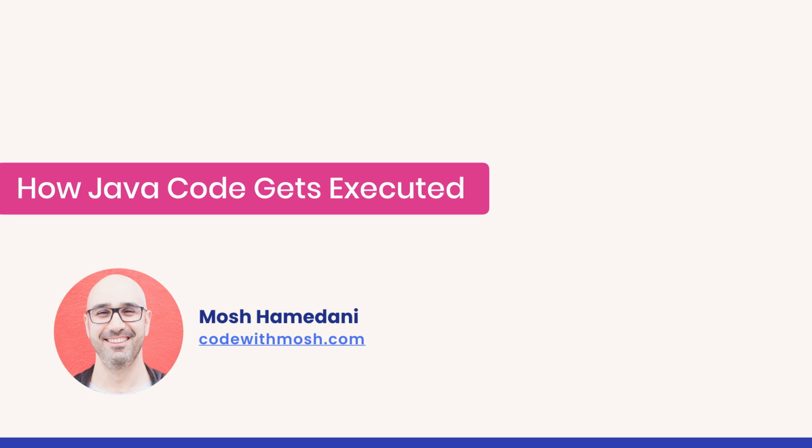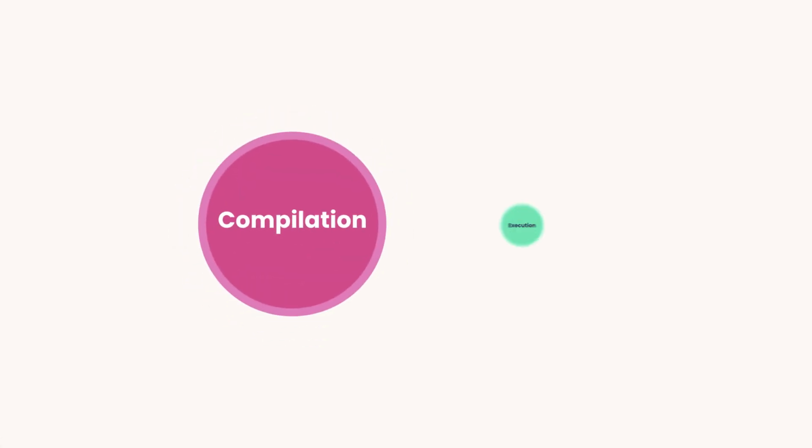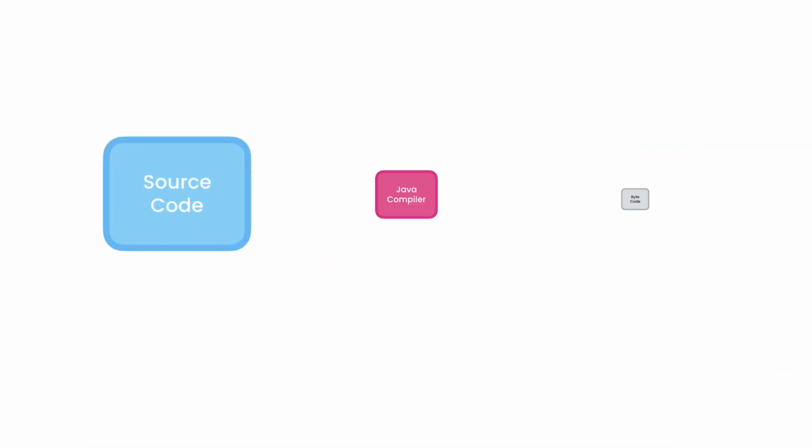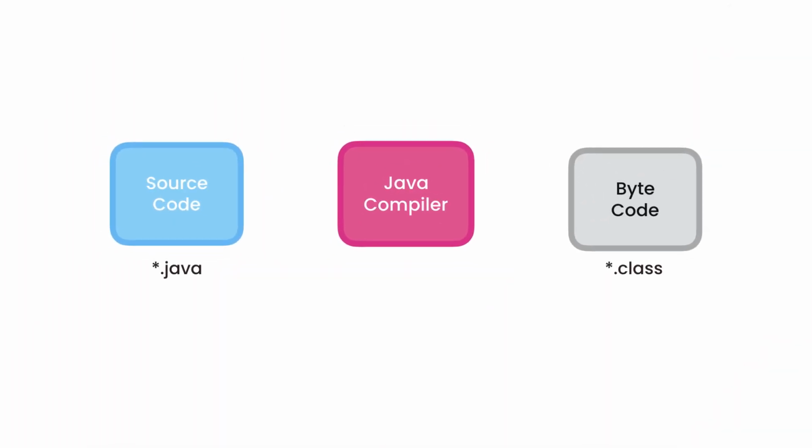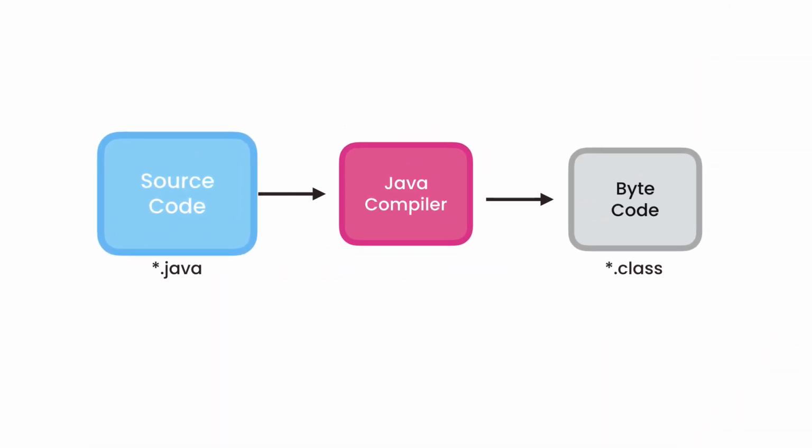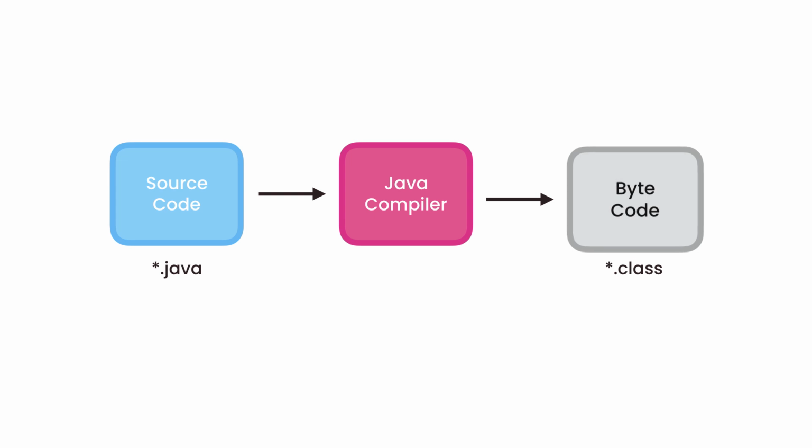All right, now let's see what exactly happens under the hood the moment we run a Java program in IntelliJ. There are basically two steps involved here: compilation and execution. In the compilation step, IntelliJ uses the Java compiler to compile our code into a different format called Java bytecode. This Java compiler comes with the Java development kit that we downloaded at the beginning of the course.